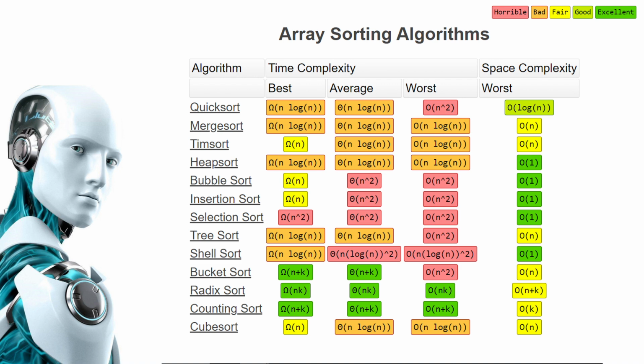When do we call it best? Best is when we have an array already in increasing order. For example, 1 2 3 4 5 is my array. Then that's the best case, where the algorithm has minimal work to do to make it increasing again. Average is where you don't have it in increasing or decreasing order.